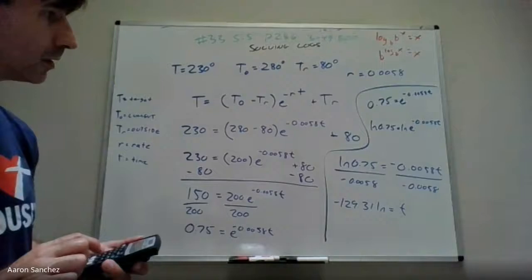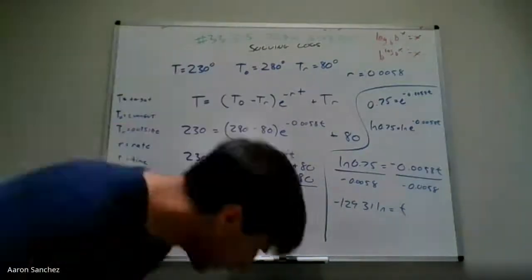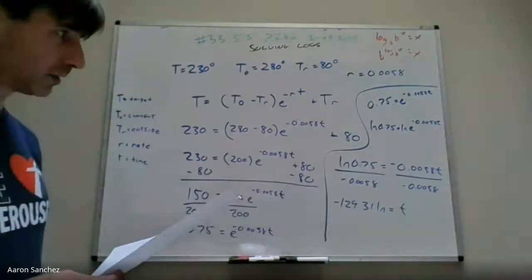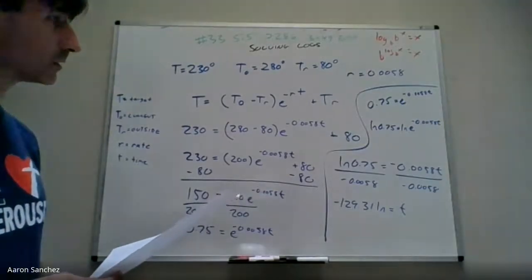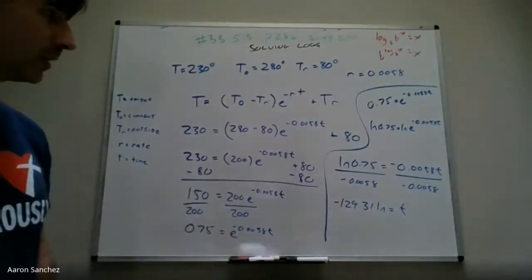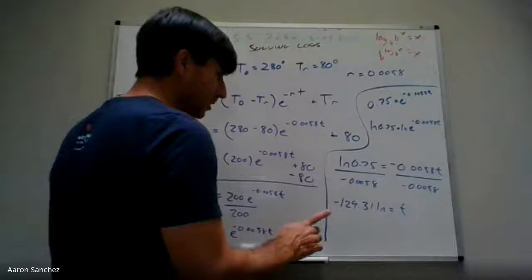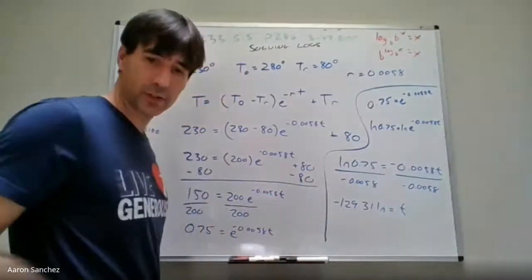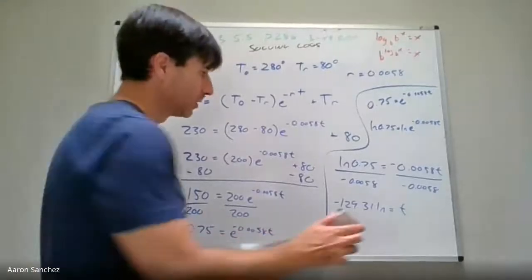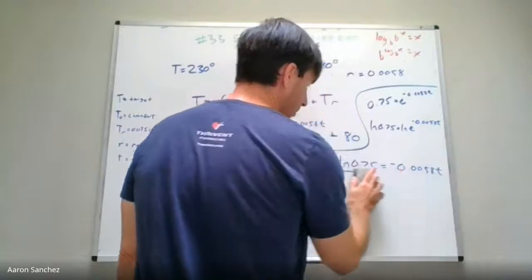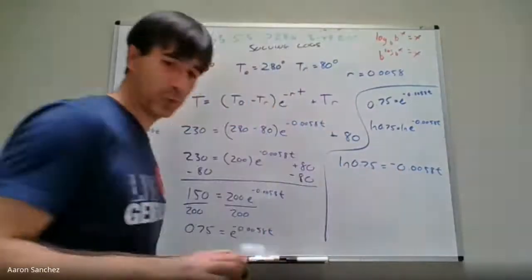Wait. Hang on a second. Wait, I did something wrong. Oh, shoot. You know what I should have done? I should have got the natural log of 0.75 first. So let's do that. Start over. Let's get the natural log of 0.75.